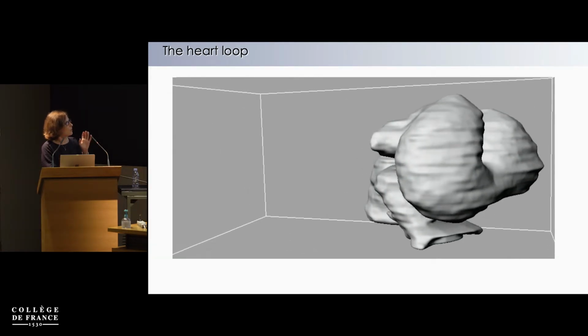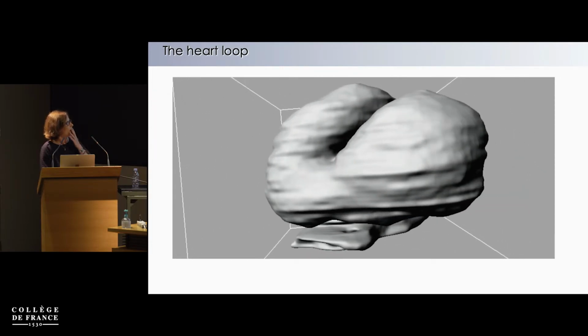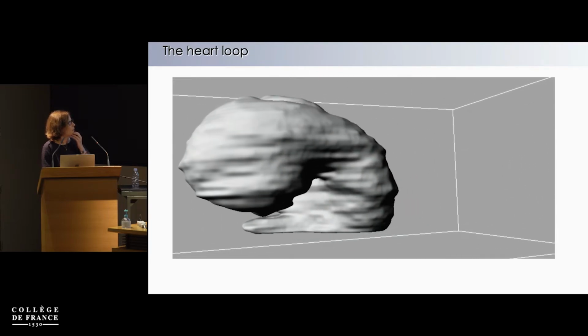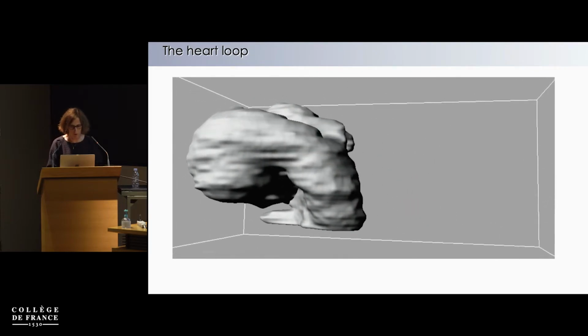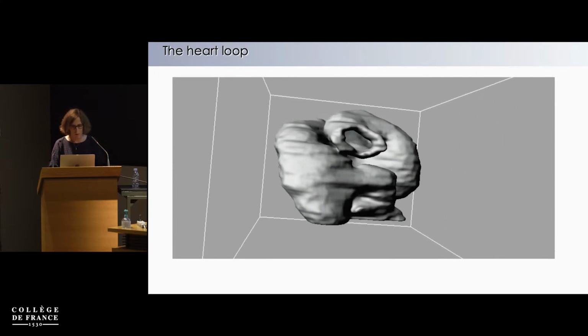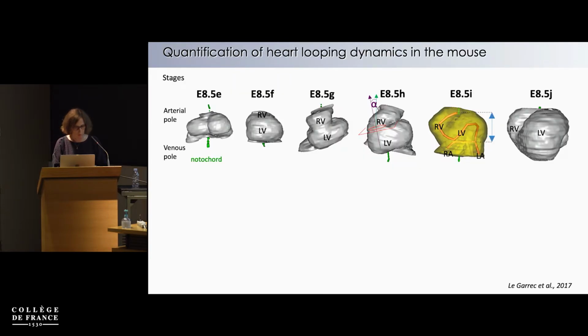So the heart tube is transformed from a straight tube to a helix, and you can appreciate the 3D shape of this helix with a lot of different levels of curvature. So we really need to analyze this shape in 3D to understand how it is built. And so we did some measurements during the course of the process called hard looping.